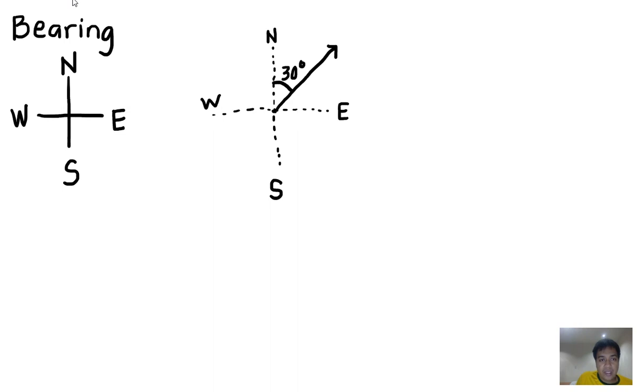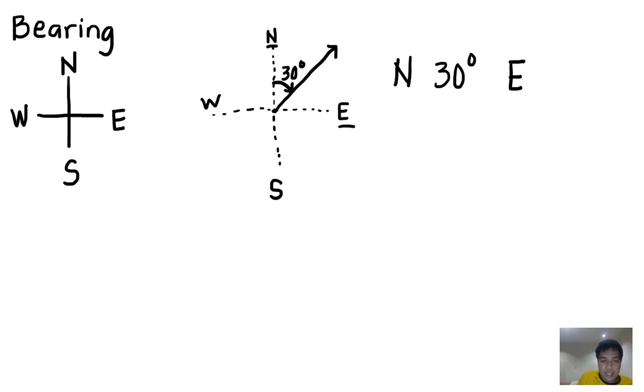So how do we write this as a bearing? So kailangan natin ng dalawang direction. So in this case, kailangan natin yung north and east because the line is between north and east. So bali ang line is 30 degrees from the north papuntang east. So parang nagta-travel yung line from the north papunta ng east ng 30 degrees. So the bearing is north 30 degrees east.